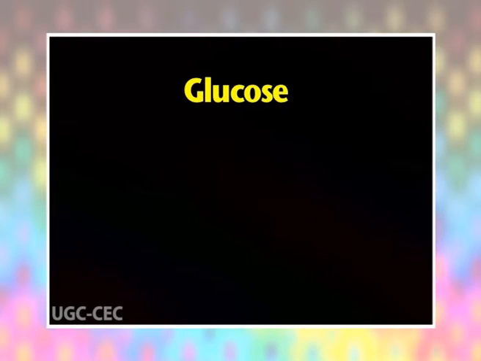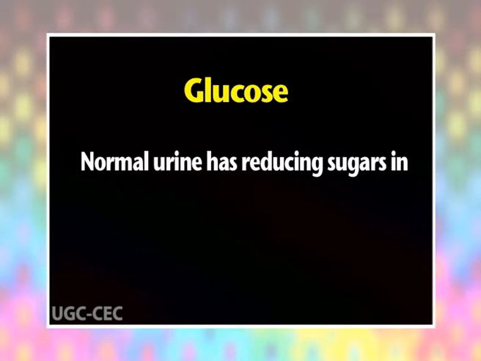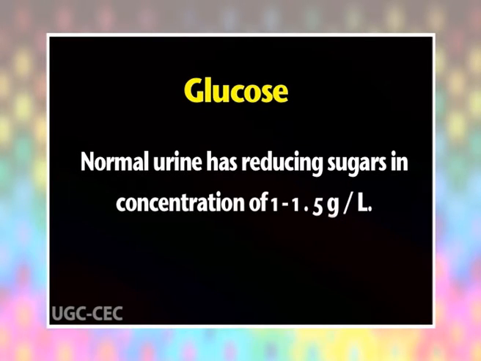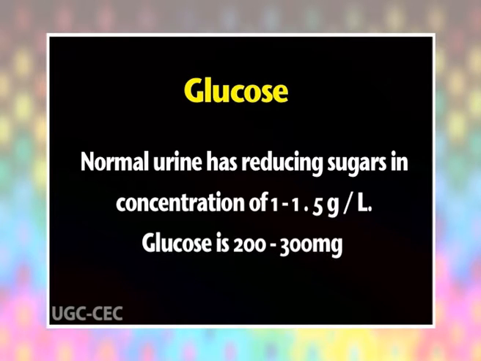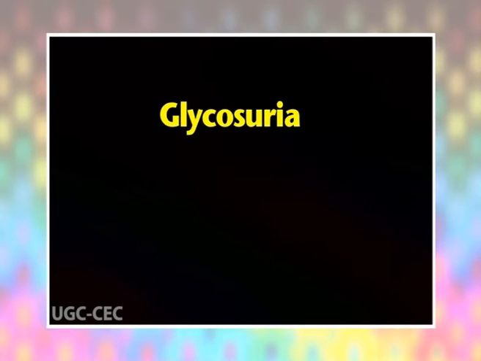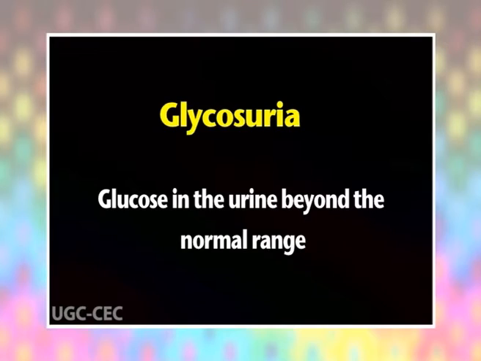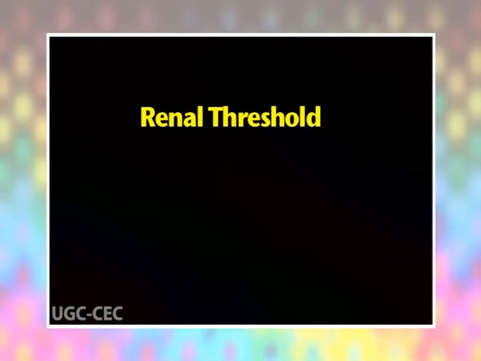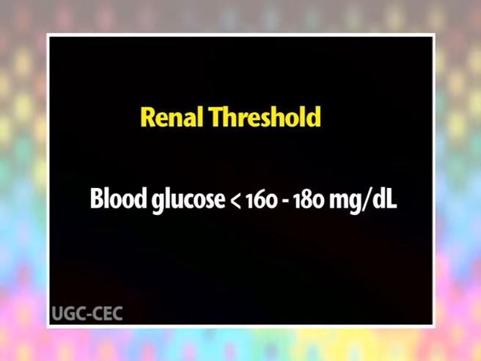Second, glucose. Normal urine has reducing sugars in the concentration of 1 to 1.5 grams per liter. Of this, glucose is 200 to 300 mg. Glucosuria: glucose in the urine beyond the normal range. Renal threshold: in normal persons, so long as the blood glucose is less than 160 to 180 milligrams per deciliter, glucose is not excreted by the kidney in amounts which are detected by the routine tests used. This level is termed the renal threshold for glucose.